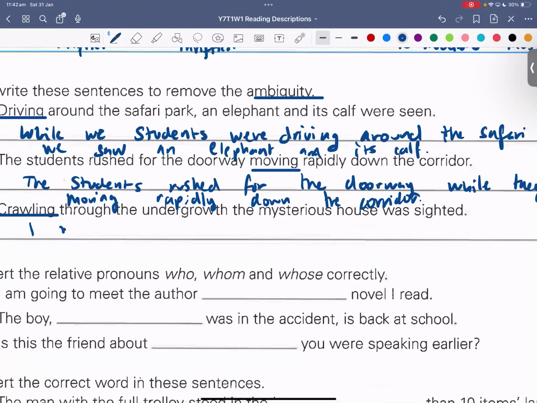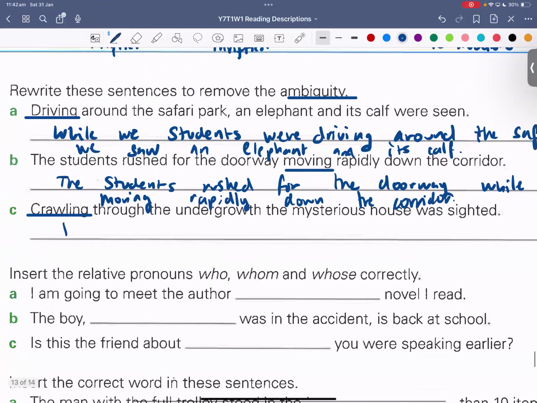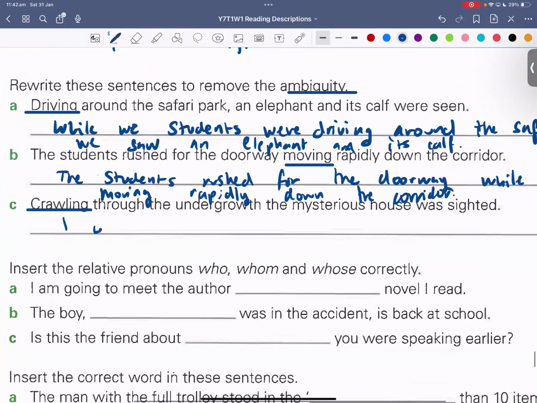We can do that. There's lots of different ways that you can change it, but the point here is to be able to recognize what was ambiguous in the first place, which was crawling. So you can say I was, or the man was, or the woman, anything, honestly.